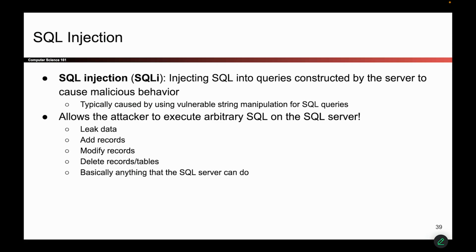Now, normally, the attacker is not supposed to be able to directly access the server's database and do whatever they want. But with a SQL injection attack, you are allowing the attacker to go to the server and do whatever they want. They could leak information. They can modify the table. They could delete parts of the table or the entire table. So these are things that we don't want to happen, but SQL injection causes them to happen.